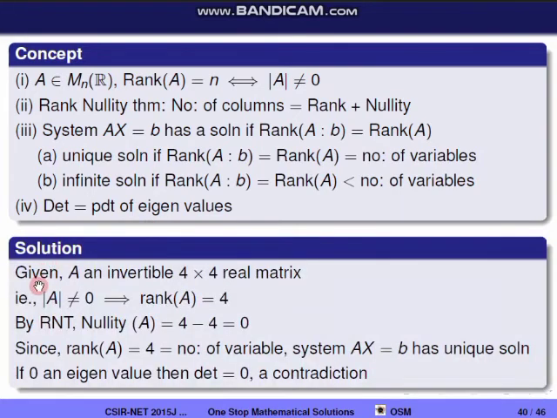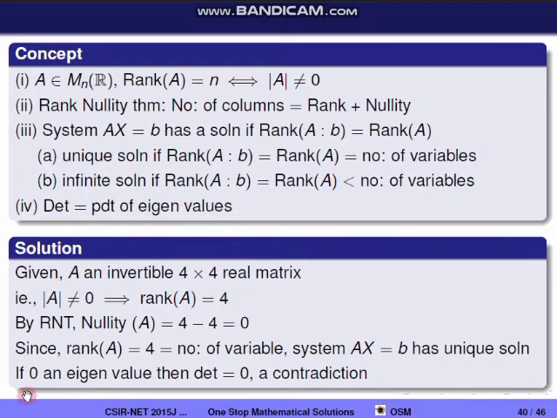So they are given A to be an invertible 4x4 real matrix. So we have determinant A is non-zero, which implies by concept 1 rank of A is equal to 4. By rank nullity theorem, nullity of A is equal to number of columns minus rank. So that is equal to 4 minus 4, that is equal to 0. That is, dimension of null space is equal to 0. Since rank of A is equal to 4, which is equal to the number of variables, system Ax equal to b has a unique solution.